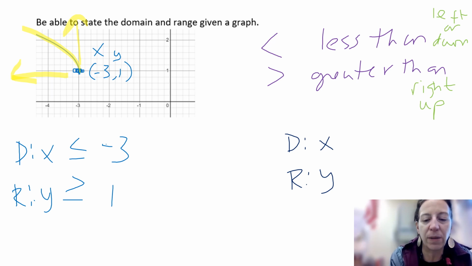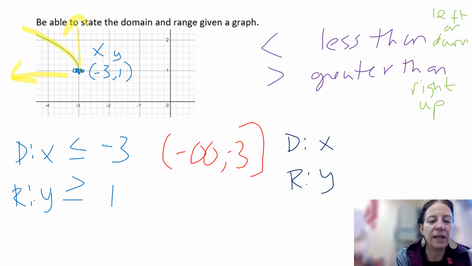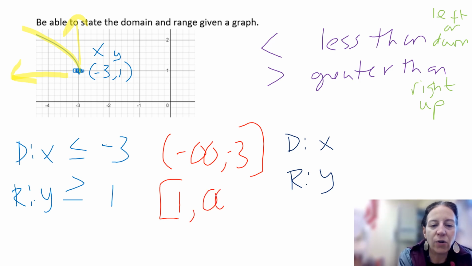Now, just in case at some point in the future I change my test up, if you wanted to do this with interval notation, it would be -infinity to -3, and you would stop because it is starting out at the -infinity, and then it's stopping when you get to the -3. So you're always moving left to right, least to greatest. When we do the y's, it's always least to greatest. So for the y's, it would start at 1 and go to infinity.